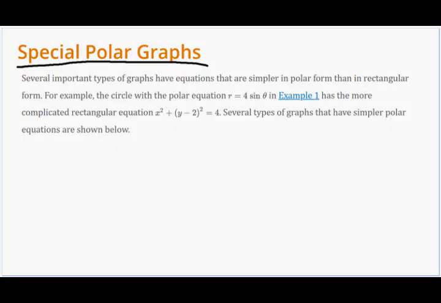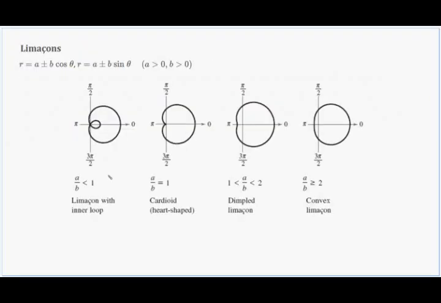Welcome back to Pre-Calculus. In this video, we're going to continue section 10-8, polar graphs. And today we'll talk about some of the special ones. Several important types of graph have equations that are simpler in polar form than rectangular form. For example, a circle with a polar equation r equals 4 sine theta, that was example 1, has the more complicated rectangular equation, x squared plus (y minus 2) squared equals 4. Several types of graph have simpler polar equations shown below.